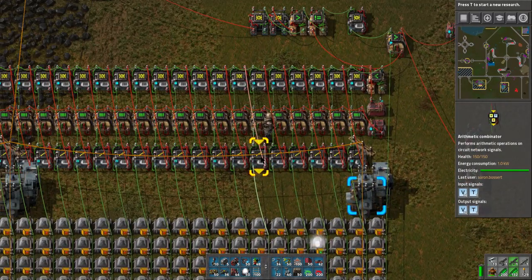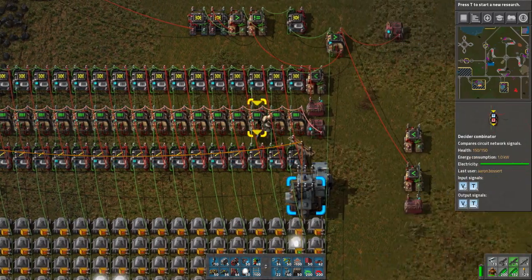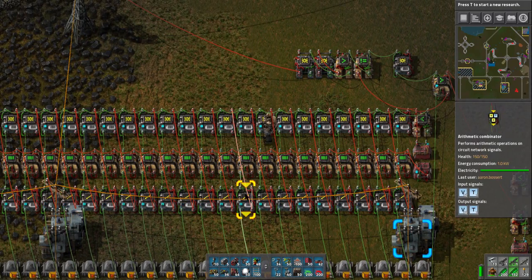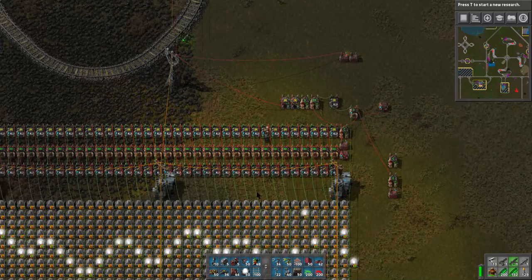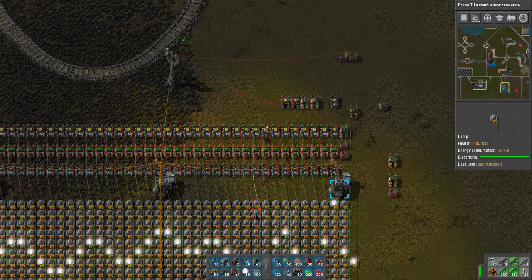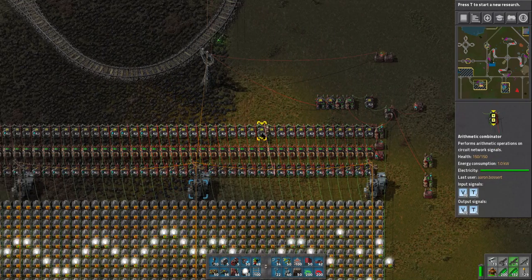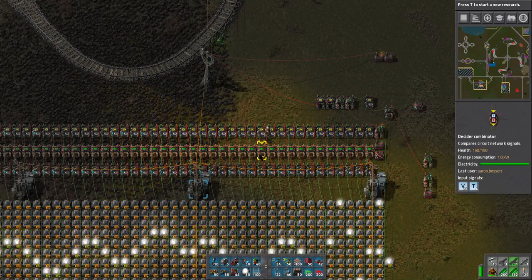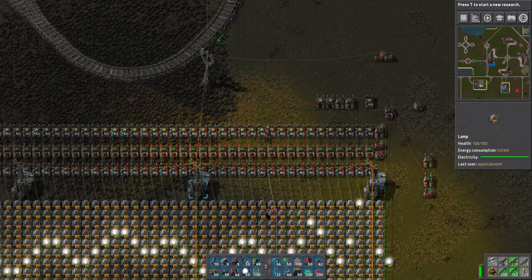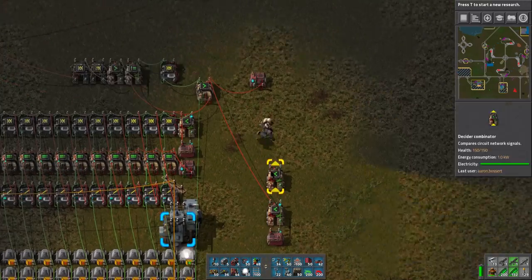Concretely, the way that this works is each of these 3 combinators corresponds to the row that it's built over top of, right? So all these combinators are going to be for this row, all these combinators are going to be for this row, right? So vertically, these guys correspond to the lights that are below them vertically.